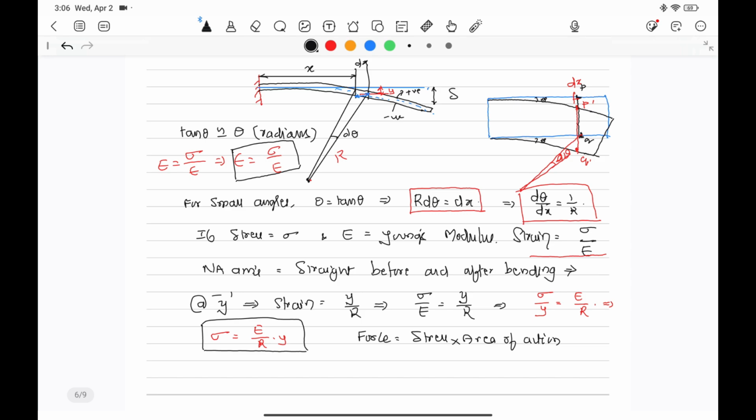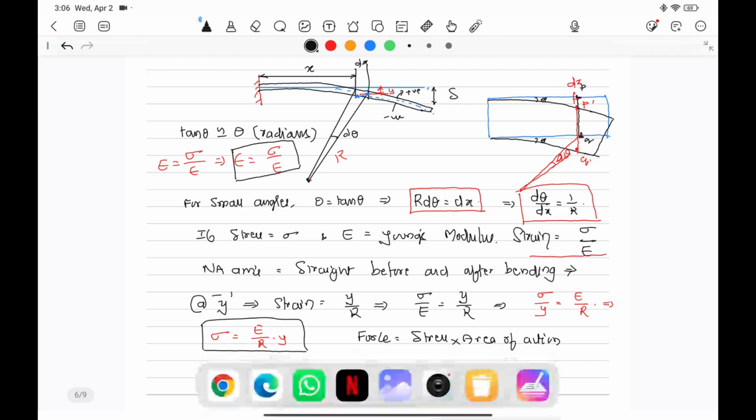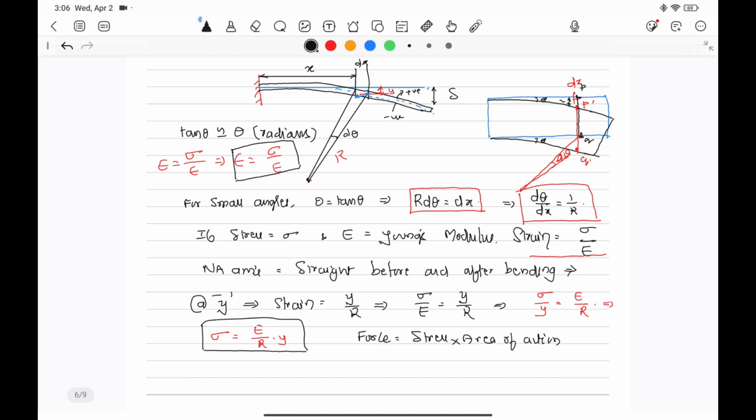At a distance y in the beam, this is the beam, at a distance y in the beam, strain is equal to y by R. This y divided by this R, strain. Whatever little deformation takes place, that deformation divided by the radius of curvature is the strain.